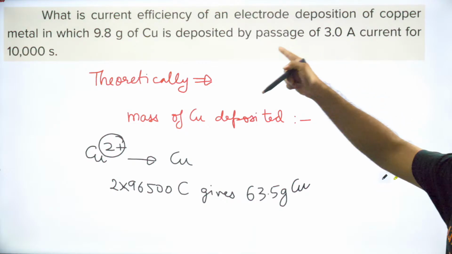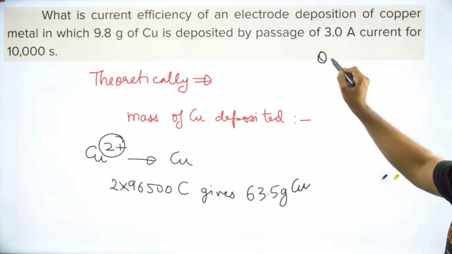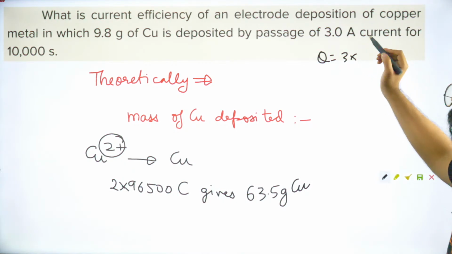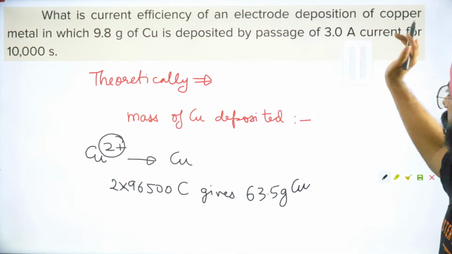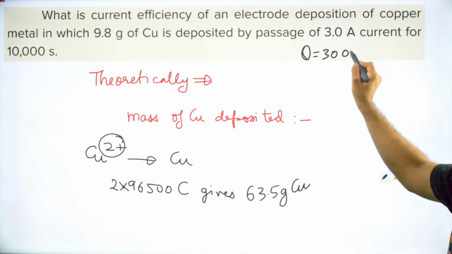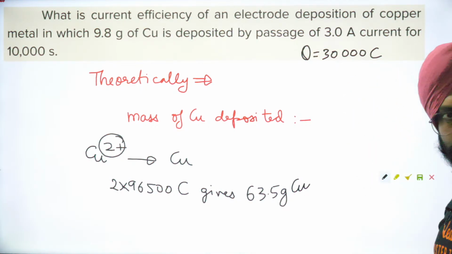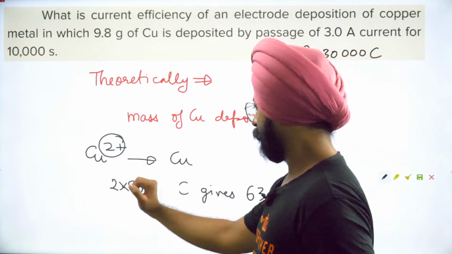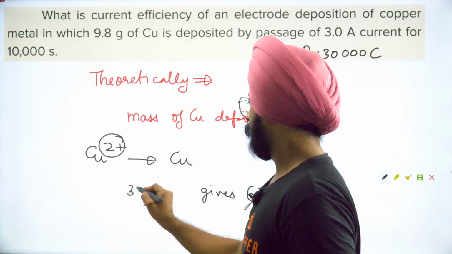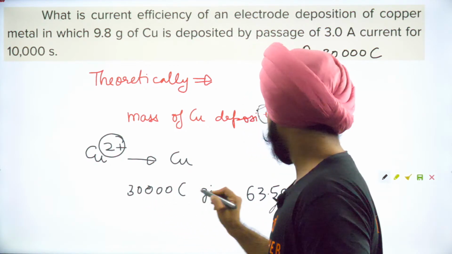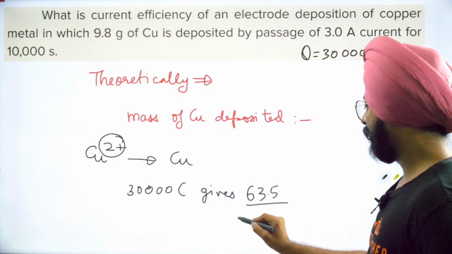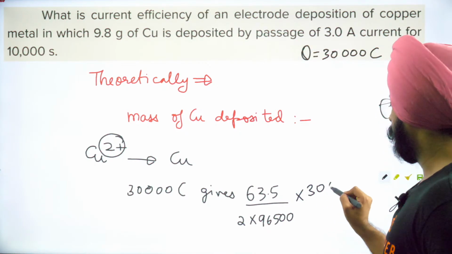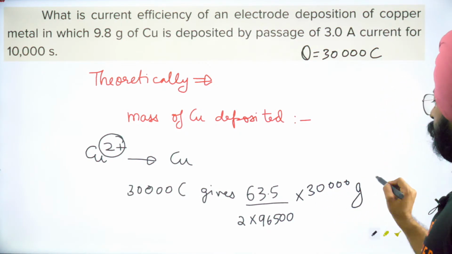Theoretically, this charge will give you how much copper? Charge कितना है यहाँ पे? 3 into 10,000. तो charge is 30,000. Q is equal to 30,000 coulombs, isn't it? 3 into 10,000, 30,000 coulombs we have the charge. Okay, so यहाँ पे मैं लिख सकता हूँ 30,000 coulombs gives me 63.5 divided by 2 into 96,500 into 30,000 grams of copper.